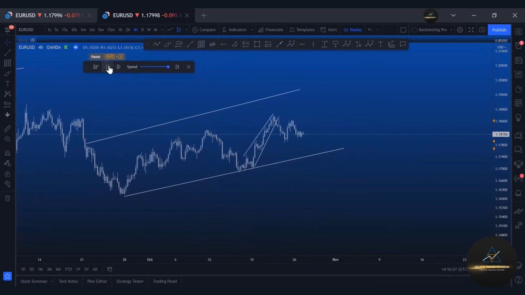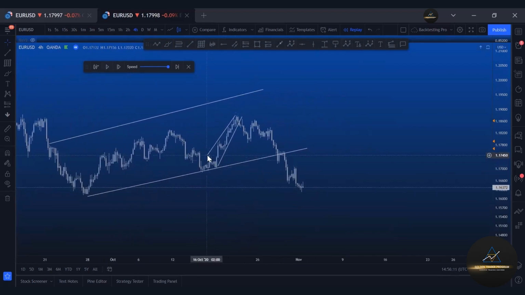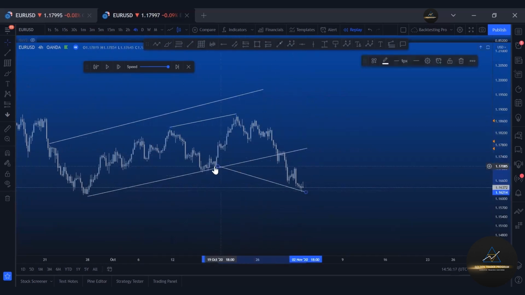It's broken to the downside, maybe a rally to the upside. No, okay, price completely just dropped. So let's update this pattern to something more relevant. Nothing really going on there. Only thing I could see is some form of compression.